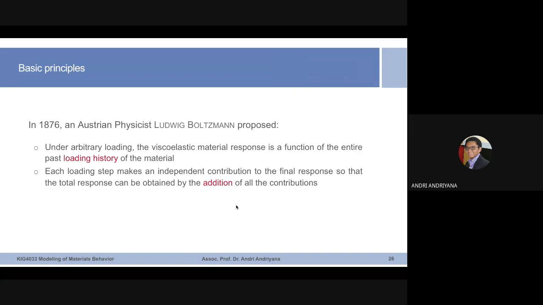He is an Austrian physicist who proposed the following as a basic principle to describe the response of viscoelastic materials. I will simply read it, and then we will see how it's translated into equations. According to this principle, under arbitrary loading, the viscoelastic material response is a function of the entire past loading history of the material. Each loading step makes an independent contribution to the final response, so that the total response can be obtained by the addition of all the contributions.